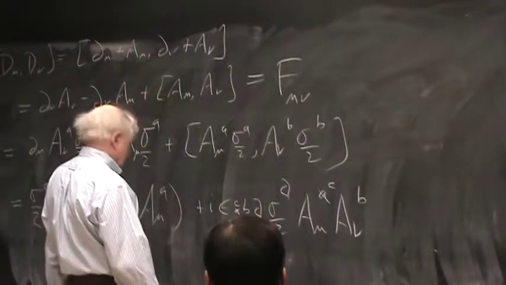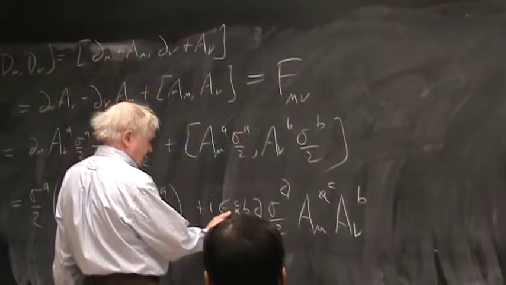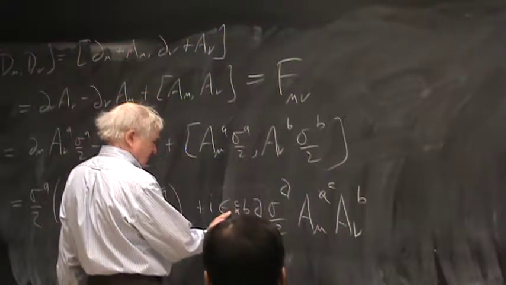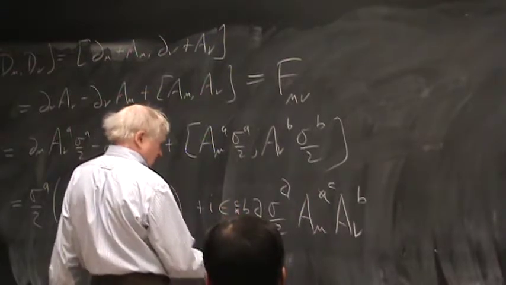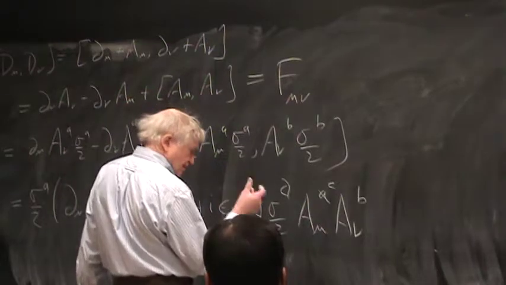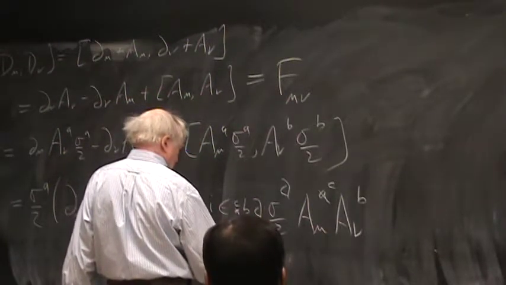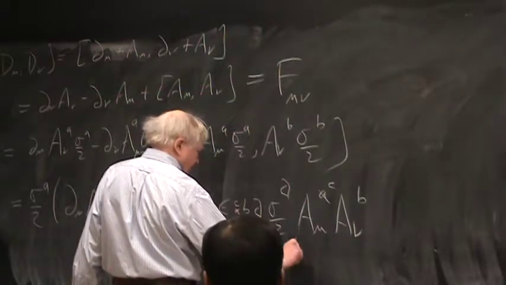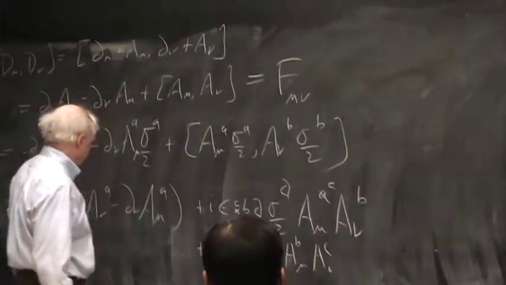Now, the next thing is we can move A to the front, and then we have ACB, and then we can interchange, we can change B and C. So altogether, this thing is epsilon ABC sigma A over 2 AB mu A nu C.